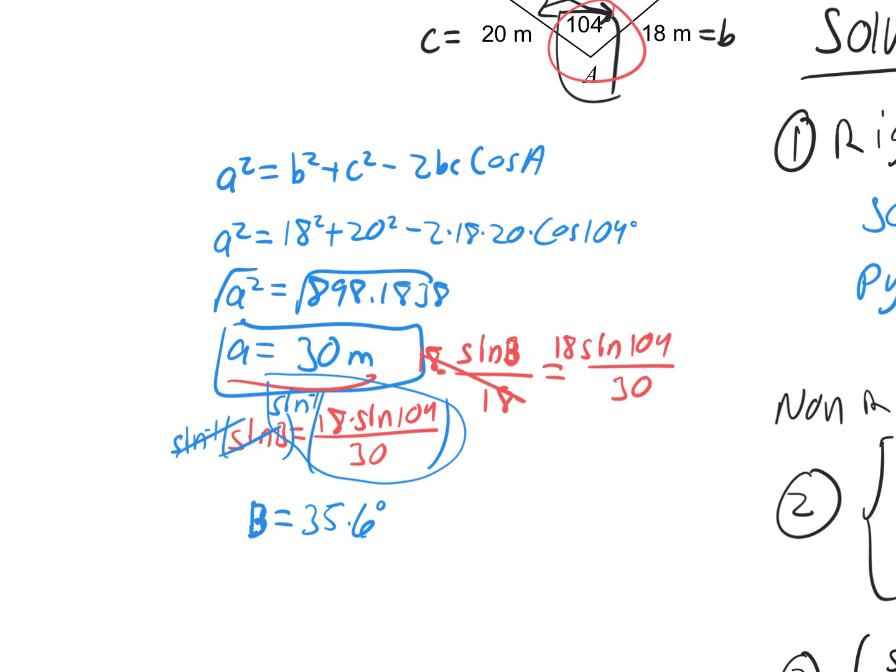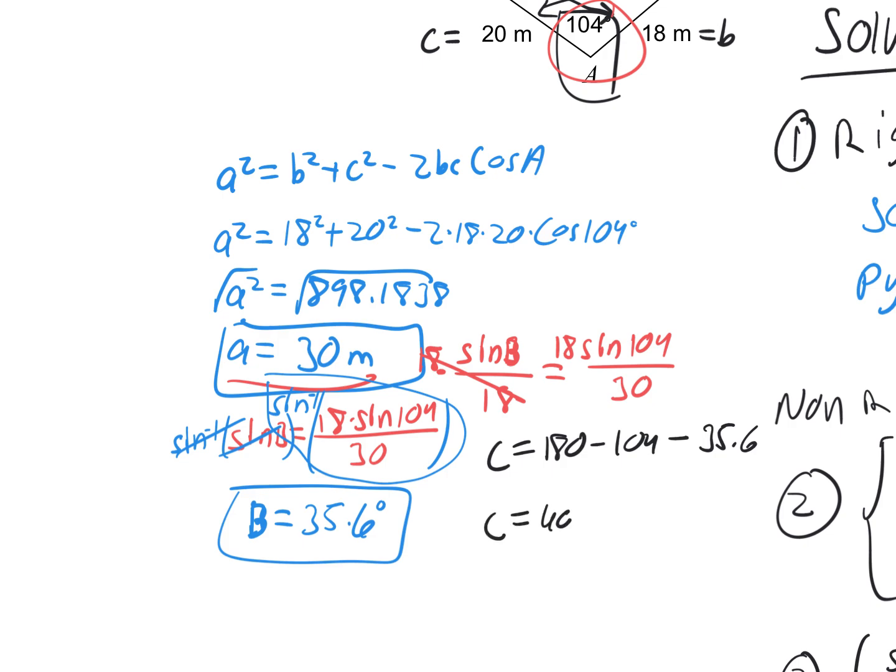Okay. So now that I have another angle, right? I was given an angle. So what we can do is we can now just subtract our two angles from 180, right? So to find angle C, I would just do 180 minus 104 minus 35.6. Right, so 180, type that in my calculator. Should get you, for angle C, 40.4 degrees. And then that solves the triangle.